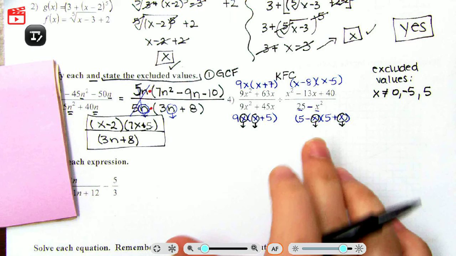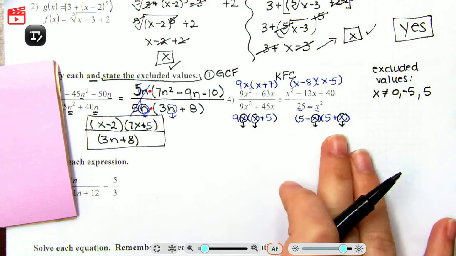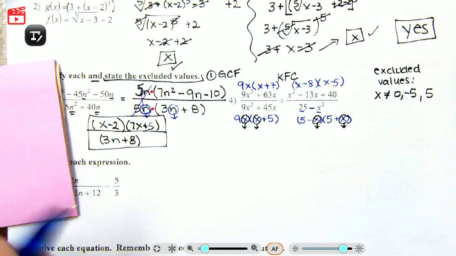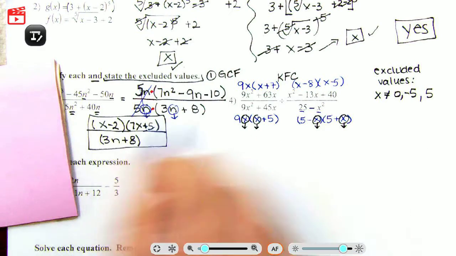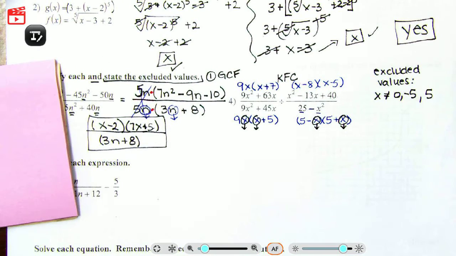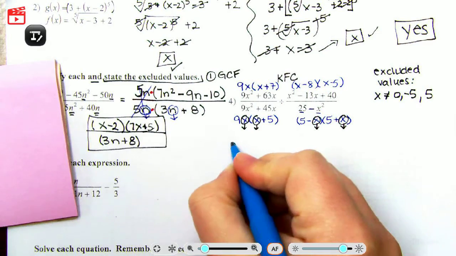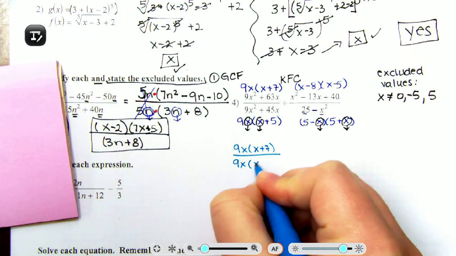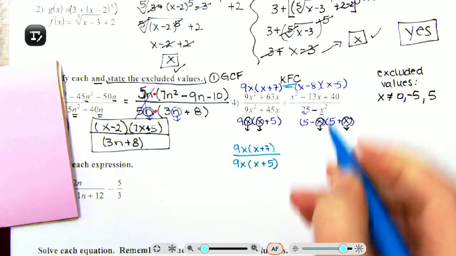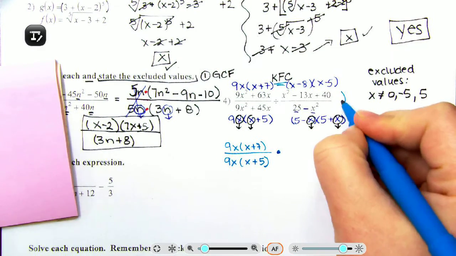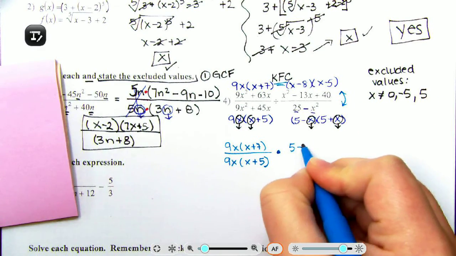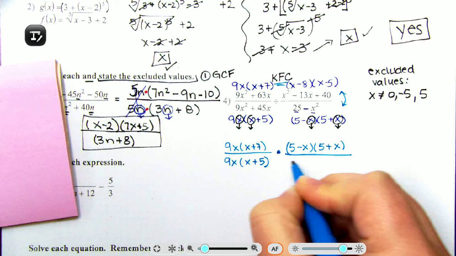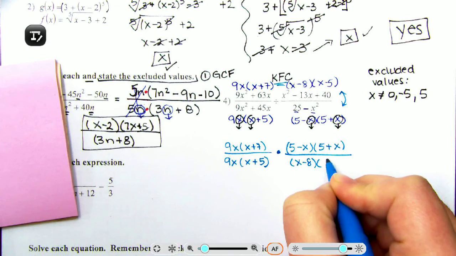But this is why I don't want you to apply KFC yet. Once you've identified your excluded values, then apply your KFC. So I'm going to rewrite them. Let me change the color so that way we can keep things a little bit more organized. Okay, so I have 9x times x plus 7 all over 9x times x plus 5. Now here's the KFC. We're going to multiply by the reciprocal. So I have 5 minus x, 5 plus x, and x minus 8, x minus 5.